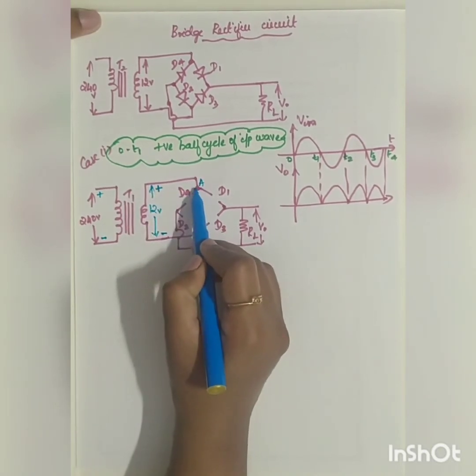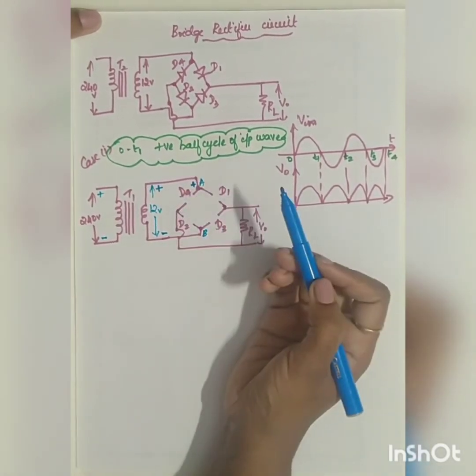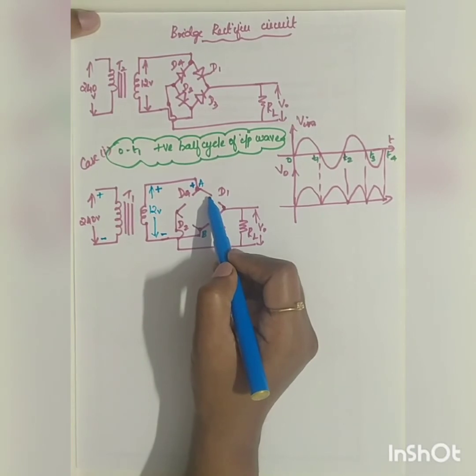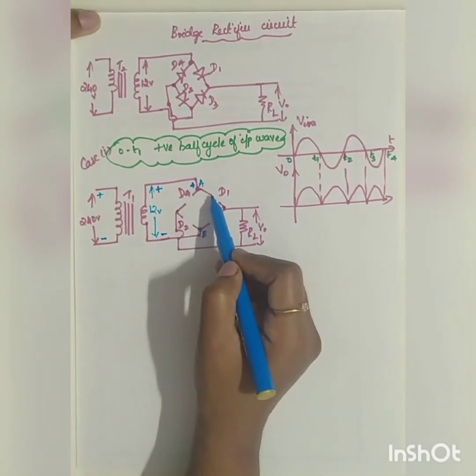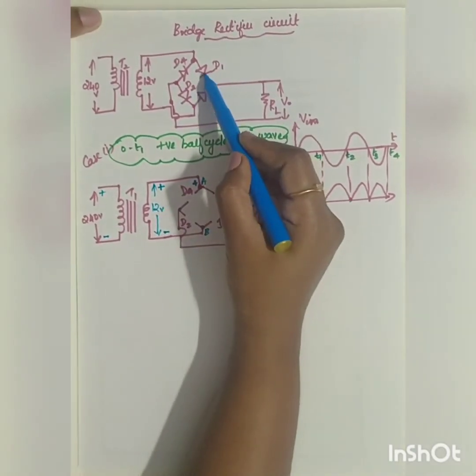Towards the node A, you will be getting positive. Here when there is positive, which diode will conduct? Now you have two diodes in this node, right? D1 and D4. See here carefully.